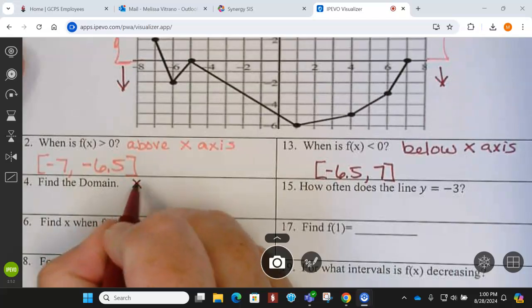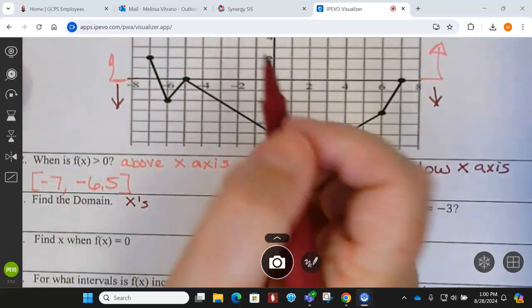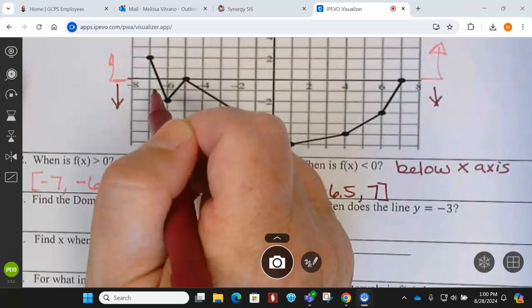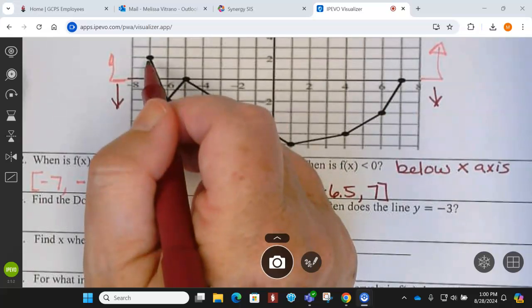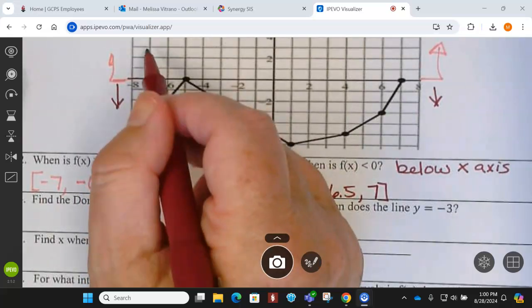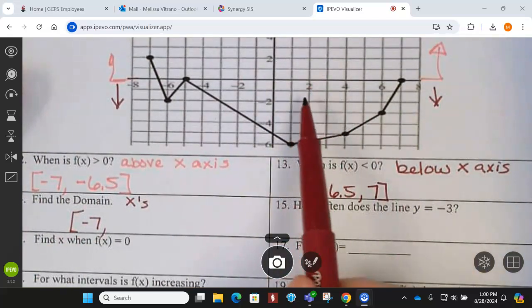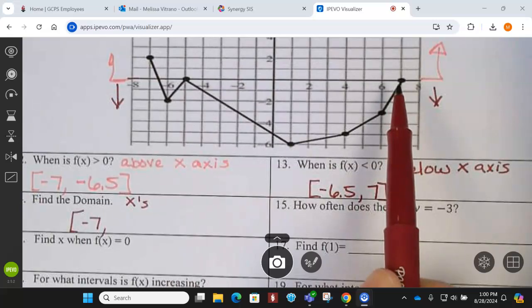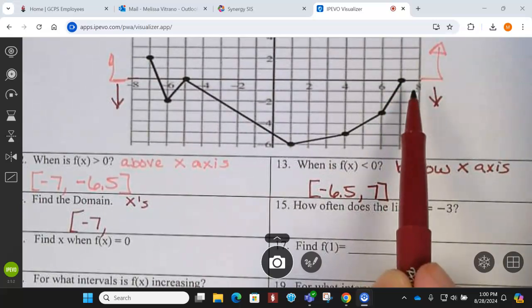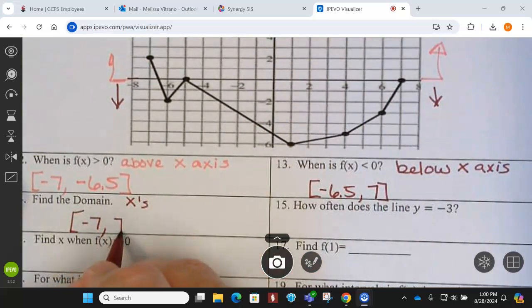Domain, x's. So do I cover all my negative x values? No. In fact, I stop or start, however you want to look at it, at negative 7. And where do I go? Do I cover all the positive x's? And the answer is no. Where do I stop? It's here at 7.